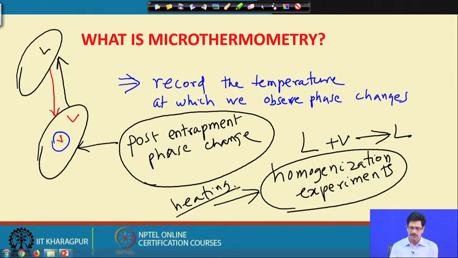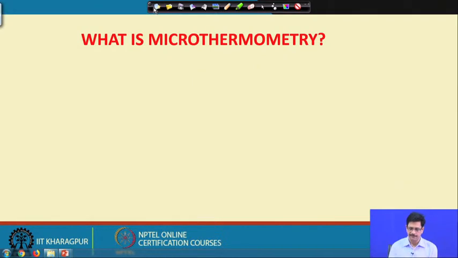So, microthermometry is essentially that when we are conducting our heating experiment, it is mounted onto the microscope, and we are observing the fluid inclusion while we are increasing the temperature, and we are able to note down the temperature precisely, with an uncertainty of hardly plus minus 1 degree Celsius, at which this fluid became homogeneous, which we will be discussing now.